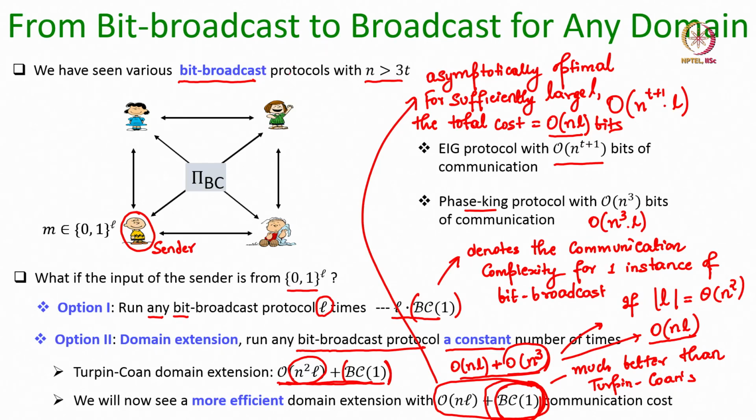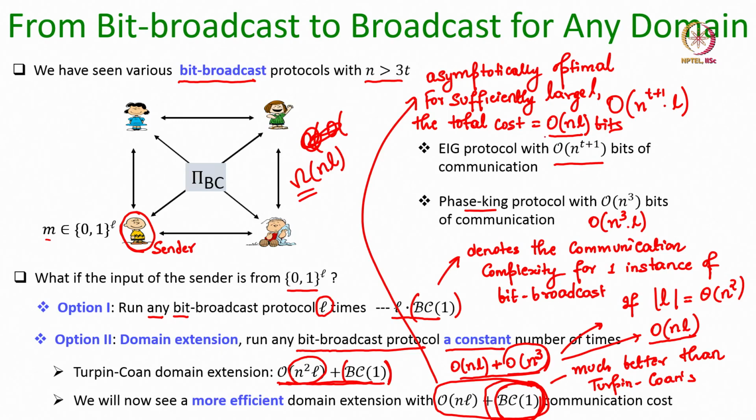Now, order of n l bits of communication is obviously an optimal communication complexity for any broadcast protocol where the sender's message is of size L bits, because since it is a broadcast, it needs to be guaranteed that the sender's message is communicated to all the parties at least once. Of course, in the protocol the parties may exchange messages further, but in order that every party obtains the sender message, the sender has to send its message to every other party, and that trivially requires a communication complexity of order of n l, sorry, omega of n l. That is the minimum communication required in any broadcast protocol where the sender's message is of size L bits.